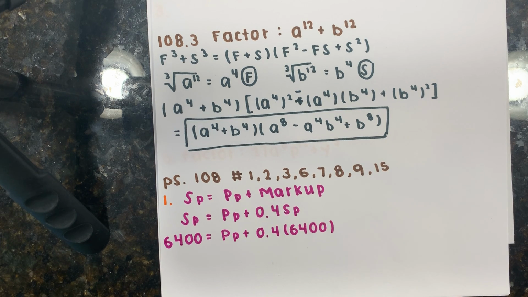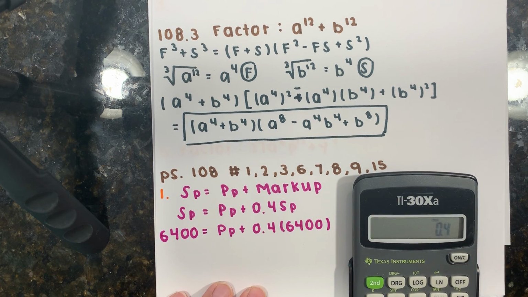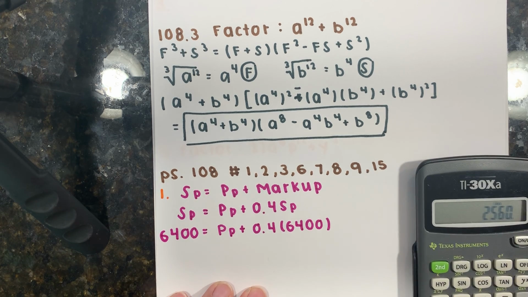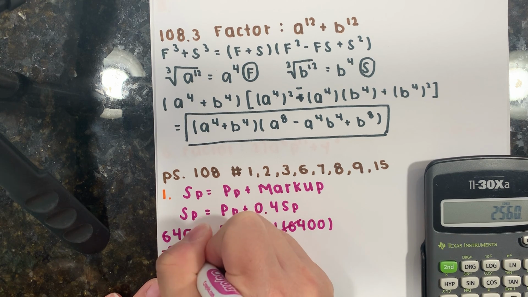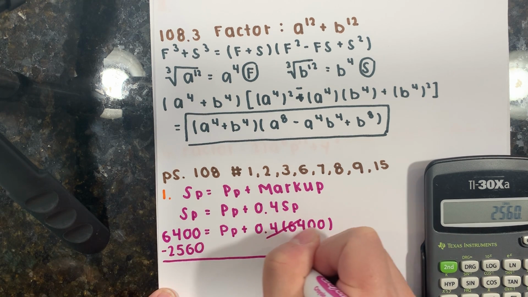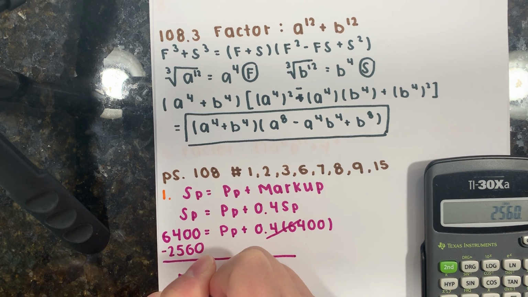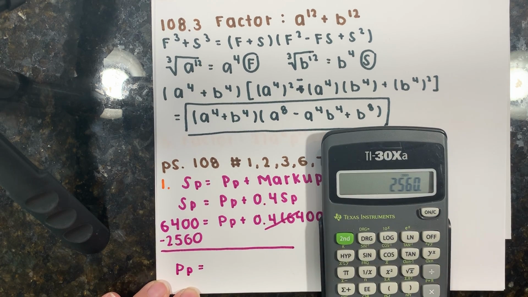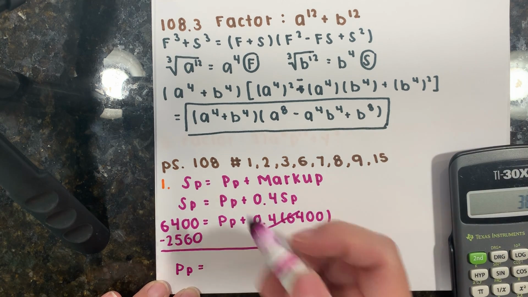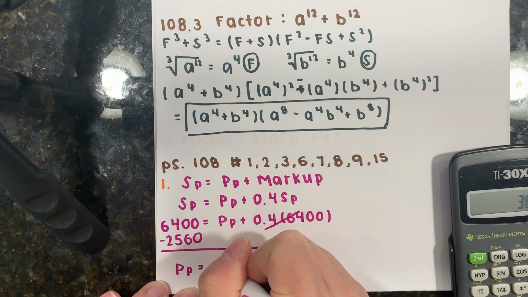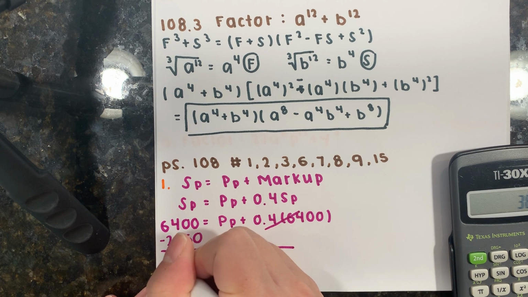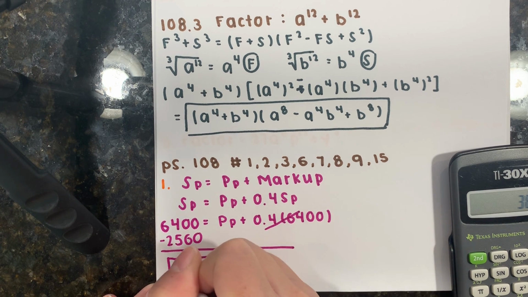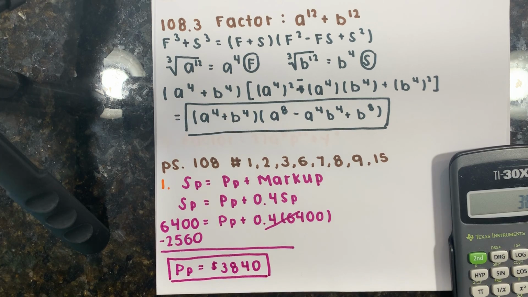So now using your calculator, we could do 0.4 times 6,400, which is 2560. So I'm going to move this to the other side by subtracting 2560, which would give us the purchase price would be 6,400 minus 2560, and that gives you 3,840. And that is your result.